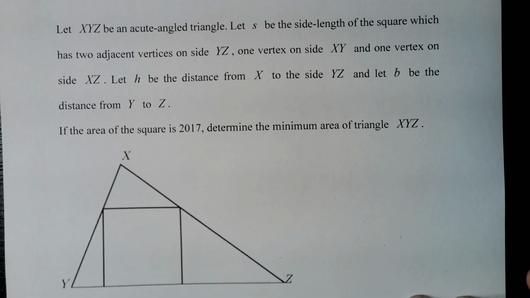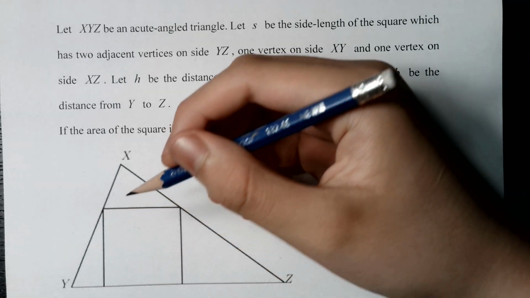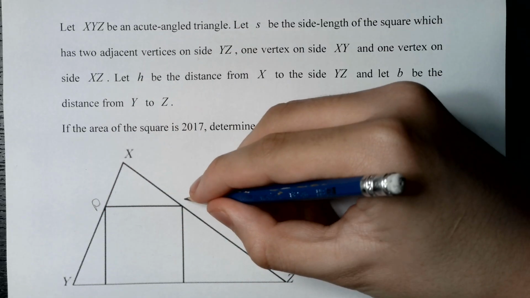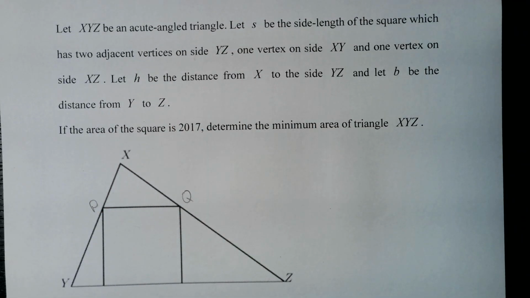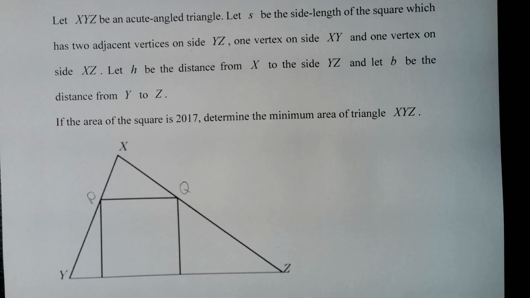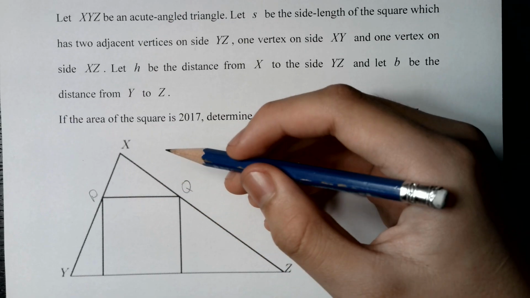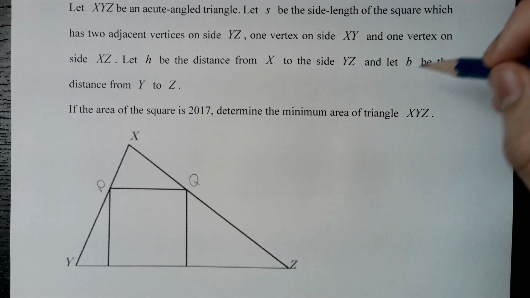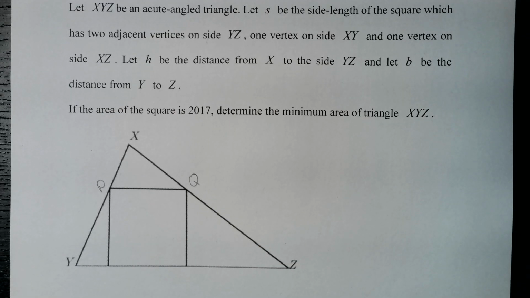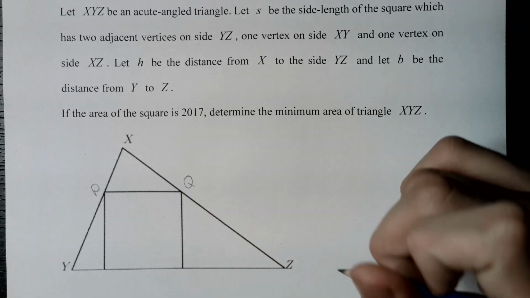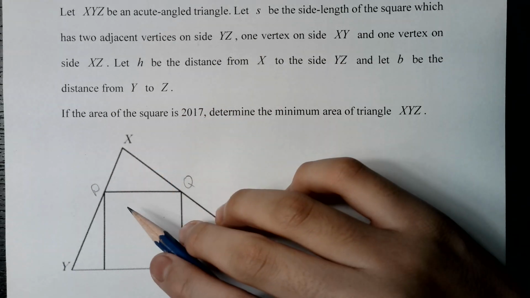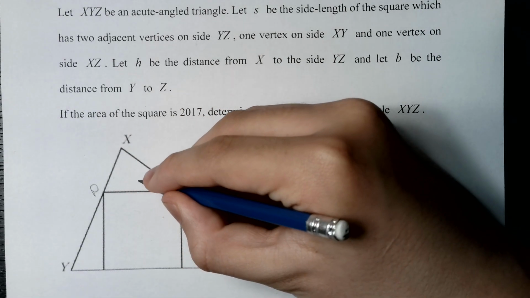First, before we start anything, let's label these two points as P and Q. Let's label this point here as P, and this point here as Q. Now that we have this, we know that the height of the triangle is going to be represented by H, the base of the triangle by B, and the side length of the square by S. So here, let's look at triangle XPQ. We have XP, XQ, and PQ, which is equal to S.